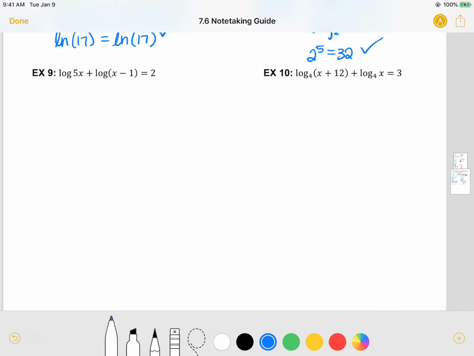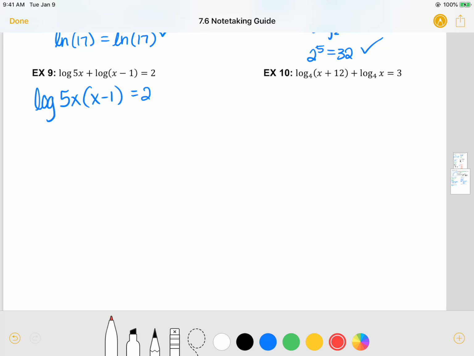Okay. All right, let's look at these last two problems. What we want to do first is the second tip there, we want to condense and then we want to rewrite. Okay, so if I'm adding two logs together, I'm going to use my product property like we learned in the last section, and I'm going to rewrite log of 5x times x minus 1 equals 2. Okay? So we've condensed it now, and this is so that we can rewrite it.